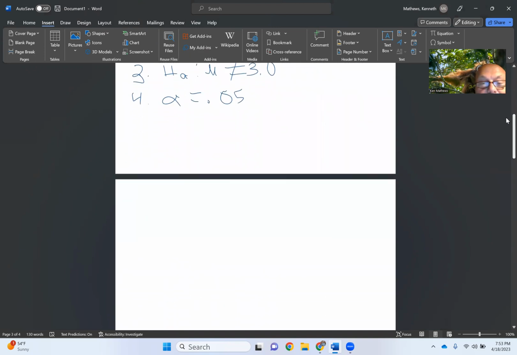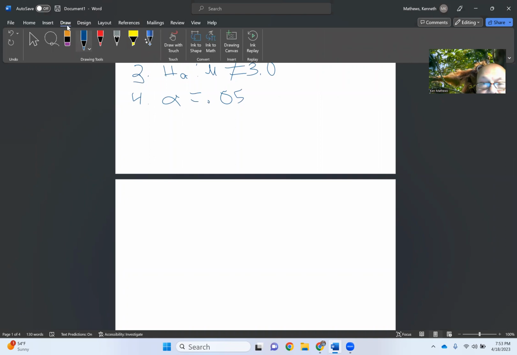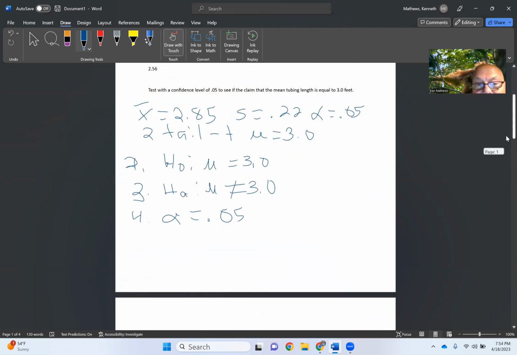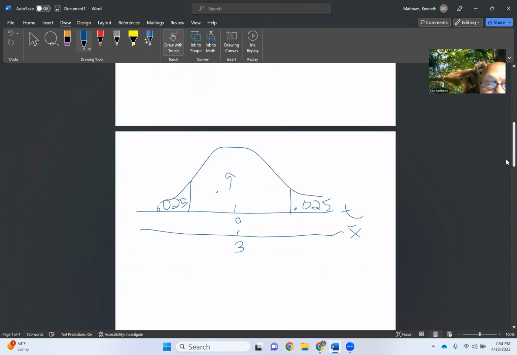All right. So I'm going to draw my t graph. So this is t. This is x bar. Here we have 0. Here we have 3. All right, and it's a two-tailed test with 95. So this is going to be 0.025, and this is going to be 0.025. Just want to make sure I got that correct. Yes, 0.05 significance. So that's 0.95.